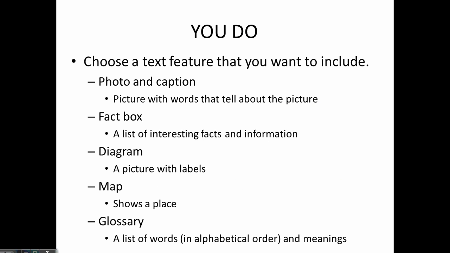Now it's your turn. What I want you to do is to choose which of the text features, just choose one text feature that you want to include on your poster. Either a photo and a caption. Remember, that's a picture with words that tell about the picture. A fact box, which is a list of interesting facts and information. A diagram, which is a picture with labels. A map shows a place, or a glossary, which lists words in alphabetical order and meanings.